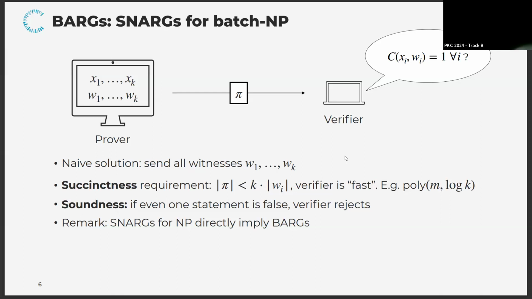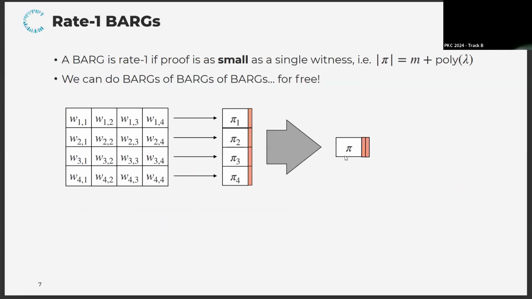And a remark, we could build batch arguments from SNARGs, because deciding if all the instances are in the language is still an NP language, but we want to do it without random oracles, so we cannot use the general SNARGs. And in particular, we are interested in rate one BARGs, where rate one means that the proof that the prover sends is as small as a single witness. So let's say the witness size is m, and we want the proof to be m plus some poly(lambda).